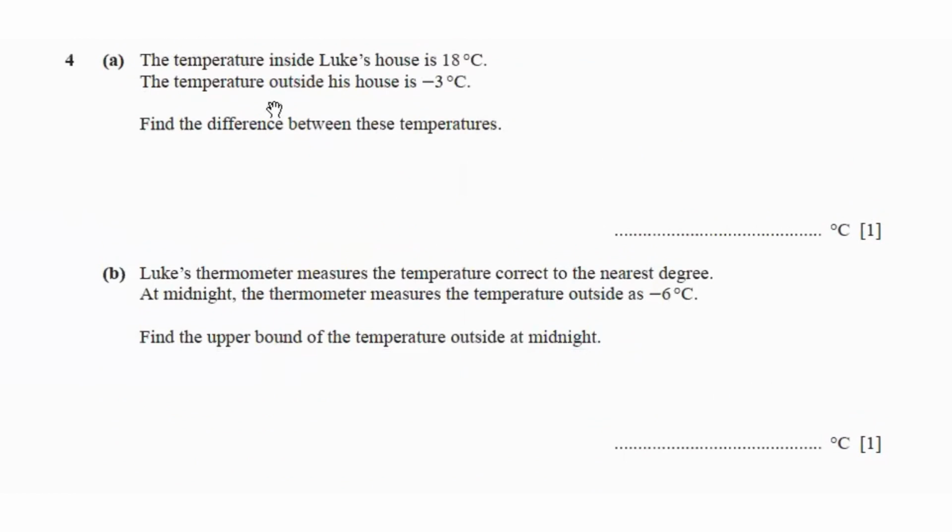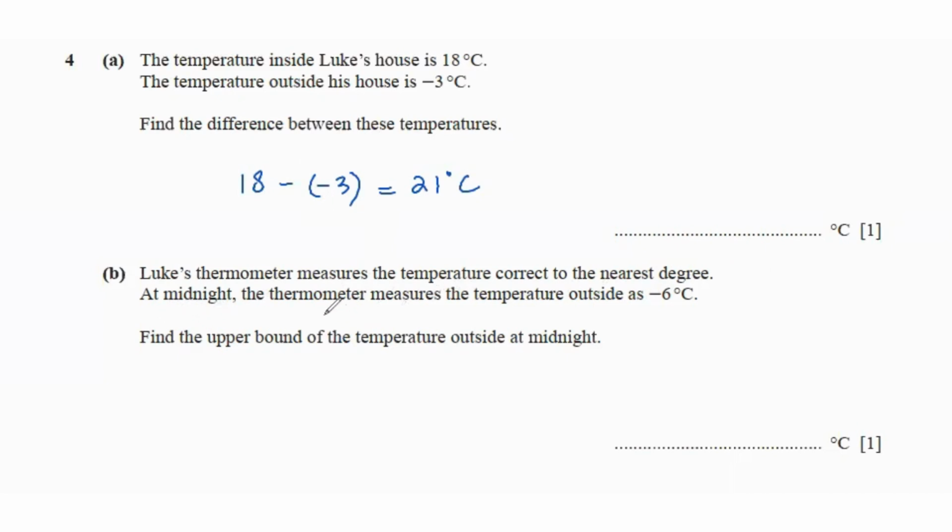Question 4 says the temperature inside Luke's house is 18 degrees Celsius. The temperature outside his house is -3. Find the difference between these temperatures. So we'll do 18 minus -3, which is going to be 21.